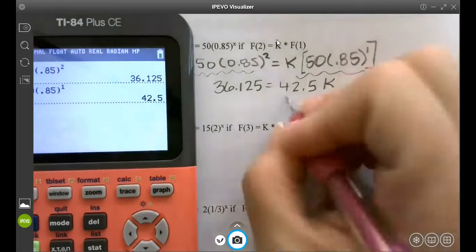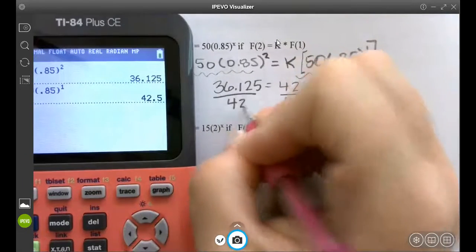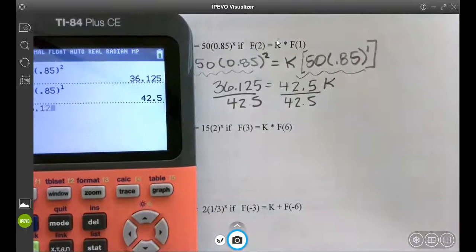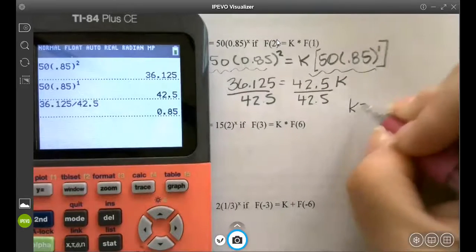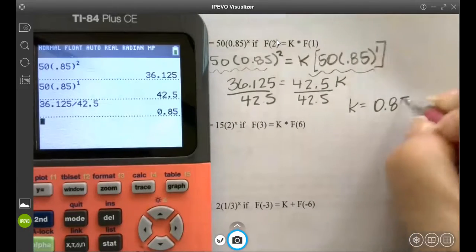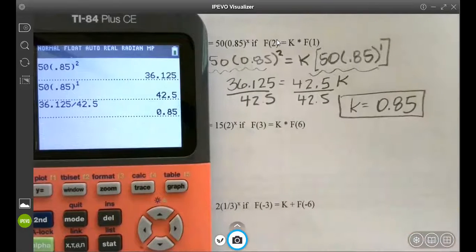Divide it. Absolutely. Perfect. So 36.125 divided by 42.5 gives me that k equals 0.85. That's it.